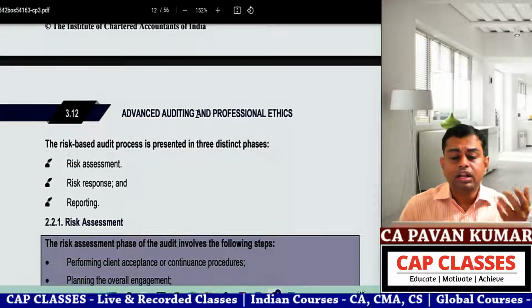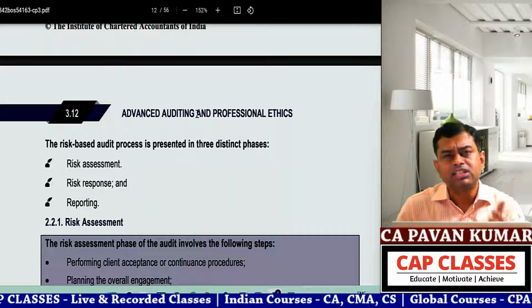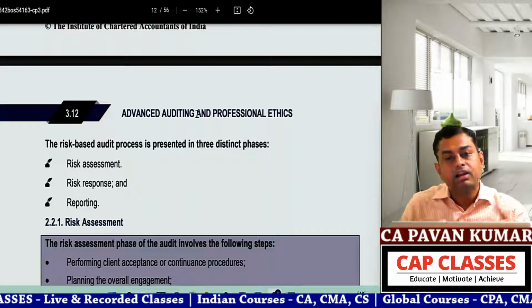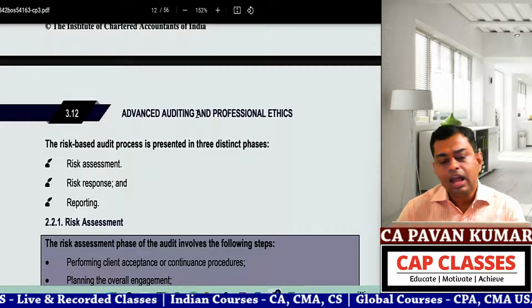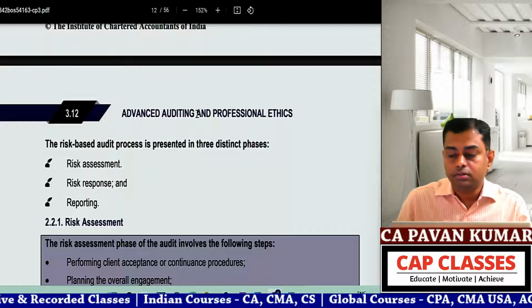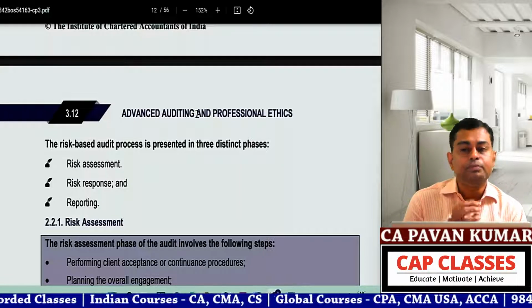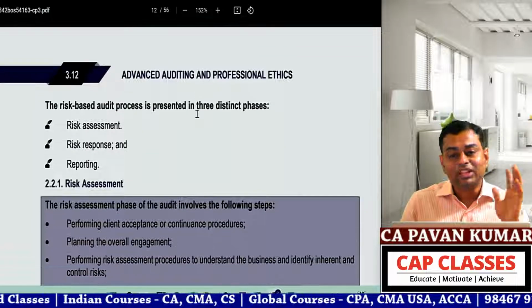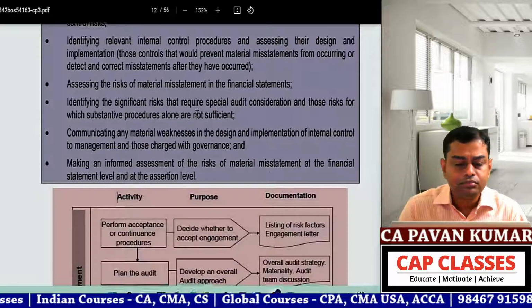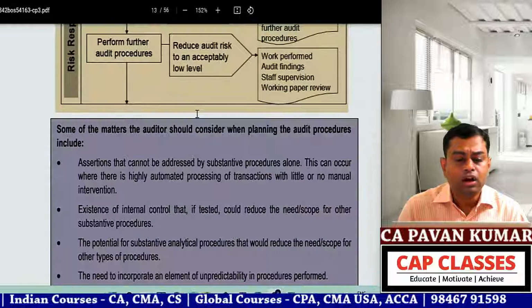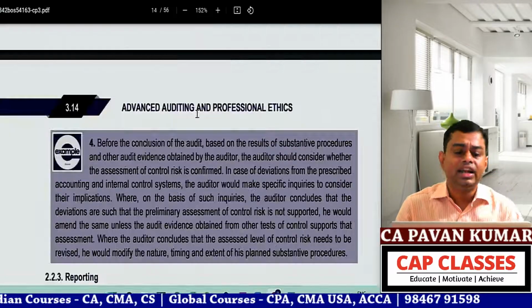So they have given, in risk-based audit approach, risk assessment, risk response, reporting. Too much information they have given. Happily, whenever you are not feeling sleepy, open and read these things. In 2 minutes, you will sleep. Just do a single reading. For all these three, they have given 3 diagrams.